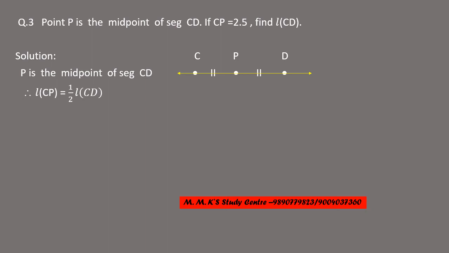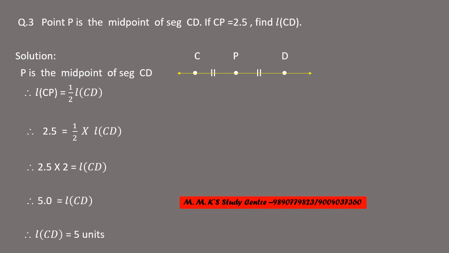So we'll put the value, but now we don't have the CD value, we have CP value. So we'll write below the CP 2.5, whereas the rest of the part as it is. Then this 2.5 will get multiplied by 2, because when this 1 by 2 will come at left hand side, it will become 2 by 1. So next step, 2.5 into 2. So 2.5 into 2 is 5.0. So length CD is 5 units.